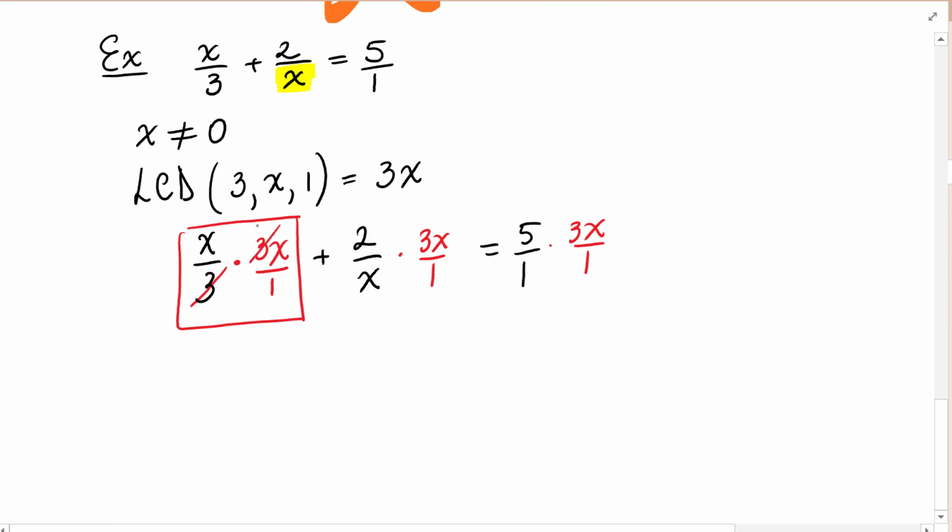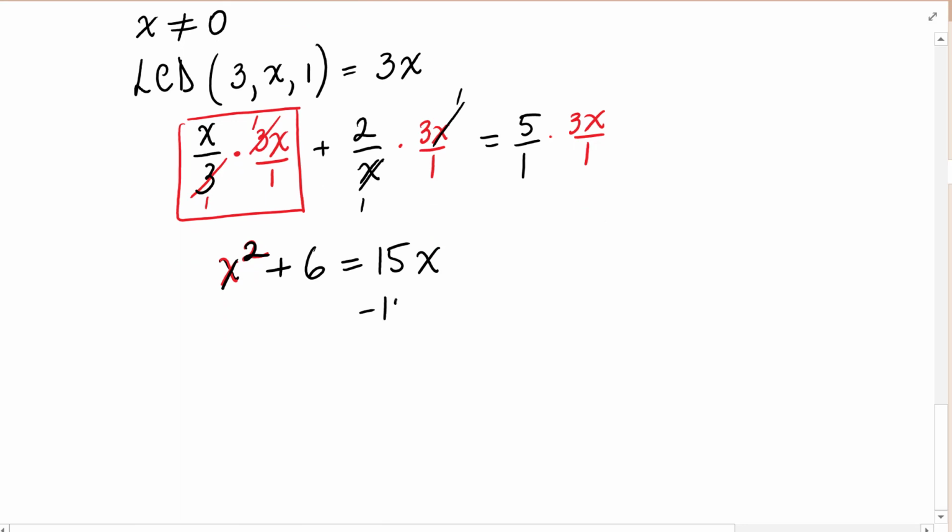So now let's multiply x over 3 times 3x. Well, 3 and 3 cancel and we get 1. So x times x is x squared, no denominator. Plus x divided by x is 1, so 2 times 3, 6. Equals 5 times 3x, 15x. So we ended up with a quadratic equation. I'm going to subtract 15x from both sides and write the terms in order, so x squared minus 15x plus 6 equals 0.